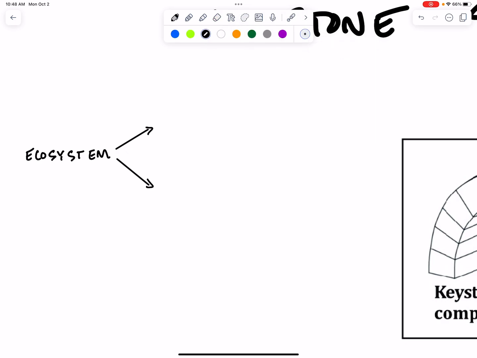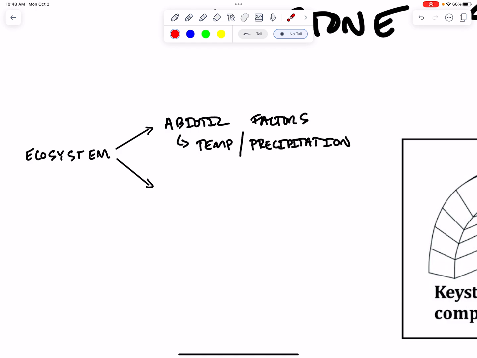So the ecosystem is composed of abiotic factors, which is all of our non-living things. So for example, the temperature and the precipitation, how much it rains or snows or fogs, determine a lot of the characteristics of the ecosystem.